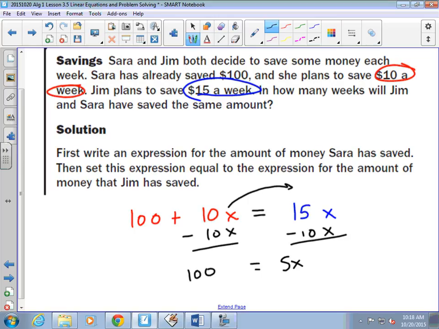How do we get x by itself? Divide by 5. We do it to the right, do it to the left. In how many weeks will they have the same amount? In 20 weeks. Sarah and Jim will have the same amount in 20 weeks.